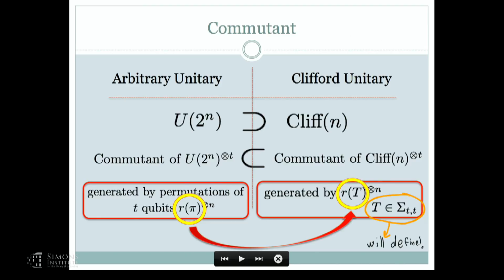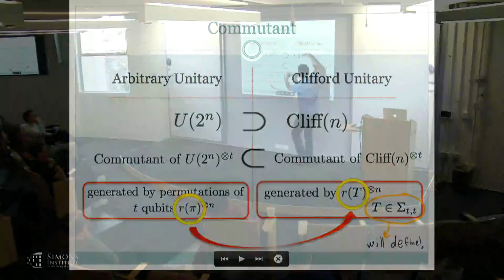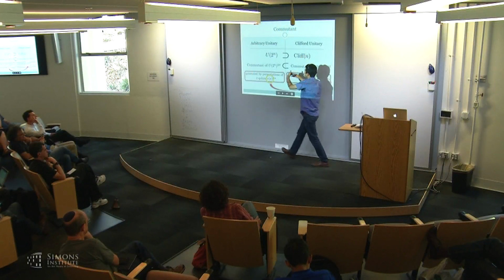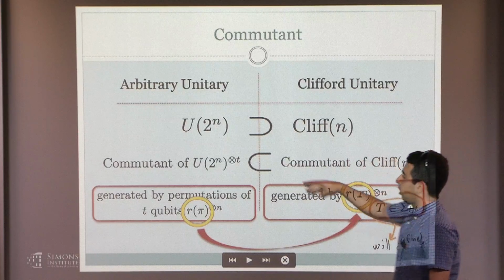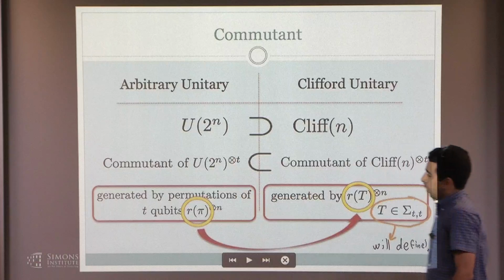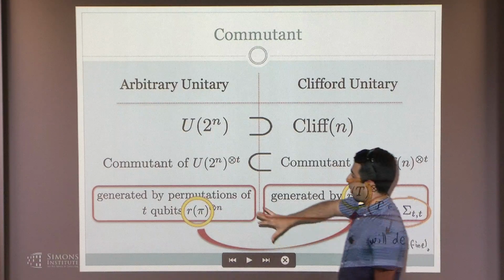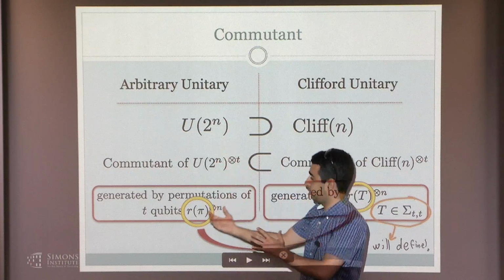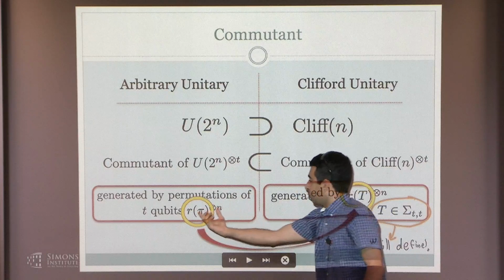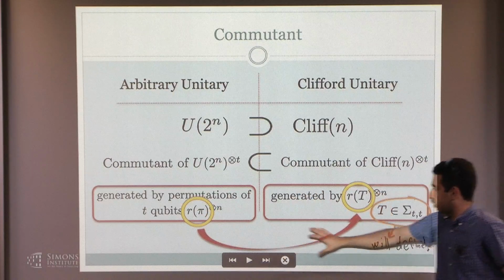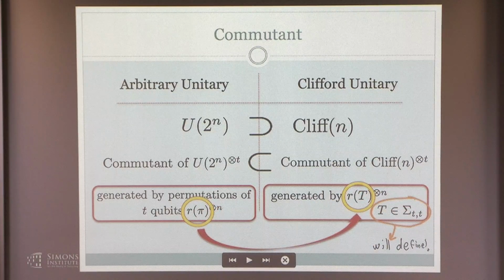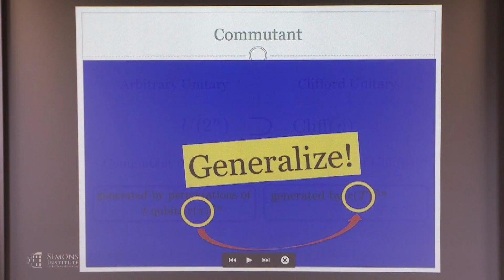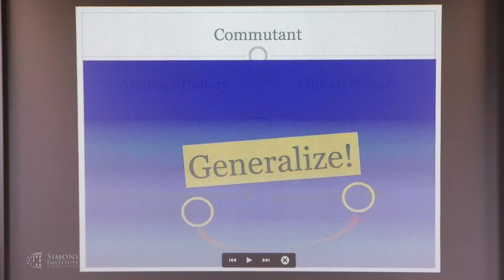We know that the Clifford group is a subgroup of the unitary group. So the commutant of the Clifford group is going to be larger than the commutant of the unitary group. And we know that the commutant of the unitary group is generated by permutations. So the idea is to generalize these permutations to something appropriate for the Clifford group, and this is what I'm going to do in the next few slides.